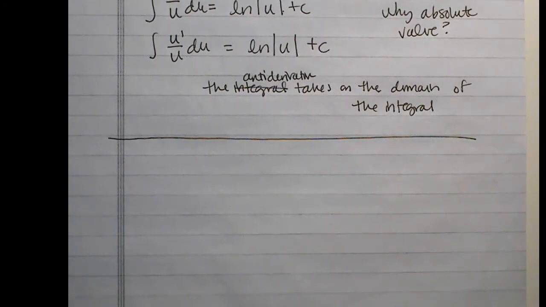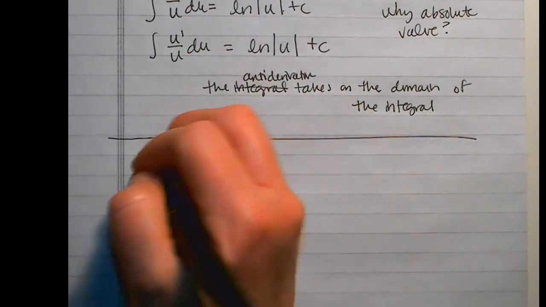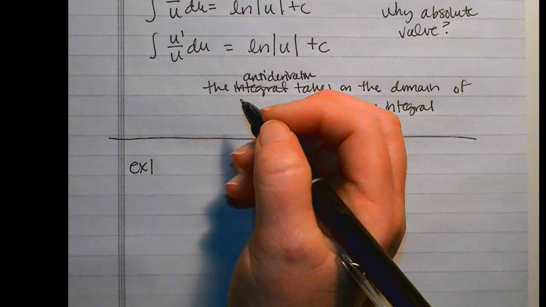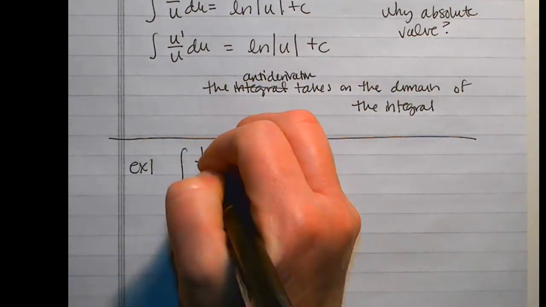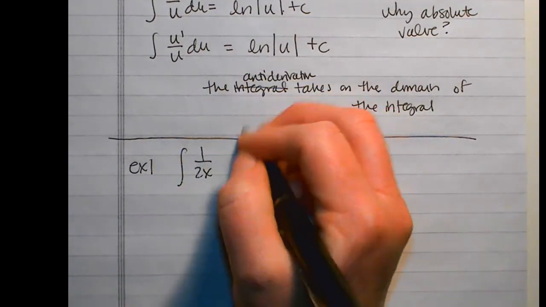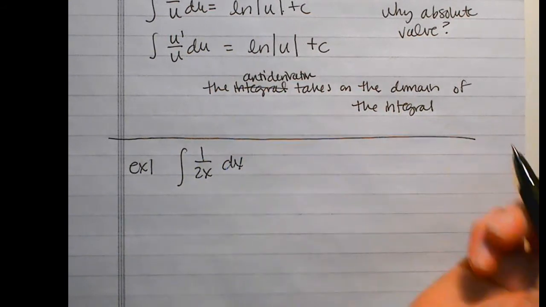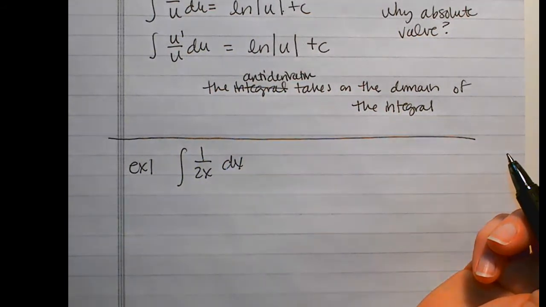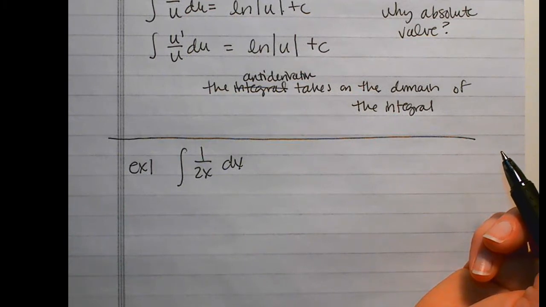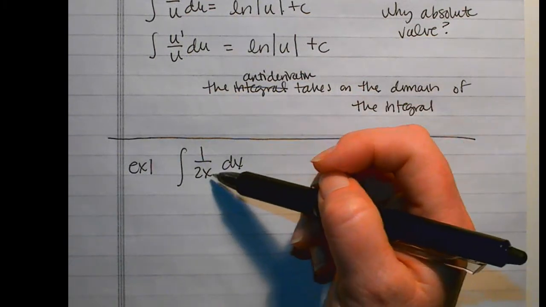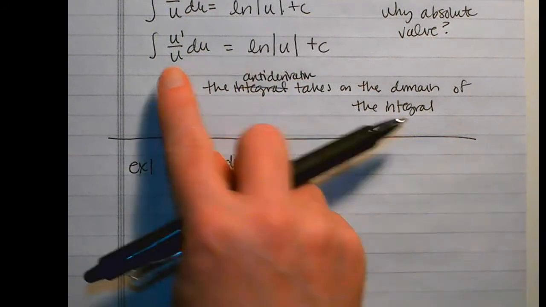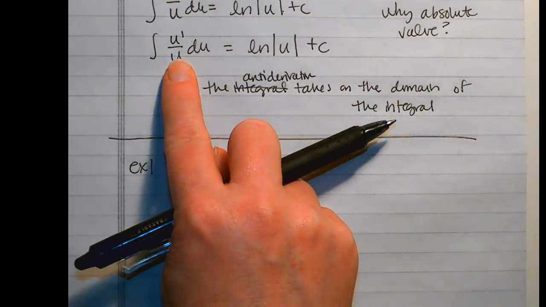We're going to still use U substitution here, so we're just going to get better and better at that as we go. Example 1, a very basic one. The integral of 1 over 2x dx. Right away, you notice that the derivative of 2x is not in my problem. So it's not quite like this. I don't see the derivative there.